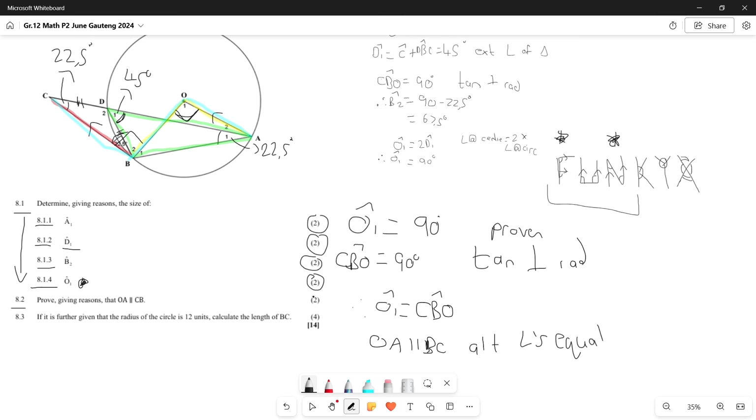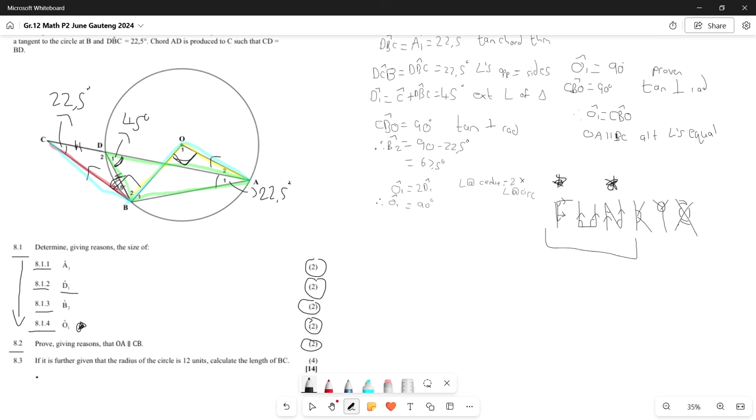Great, and that just earned us 2 marks over there, because now 8.3 over here, last question says, it is further given that the radius of the circle, so the radius OA and the radius OB is 12 units. 12 units and 12 units. Calculate the length of BC for 4 marks. So BC over here, we need this length for 4 marks.